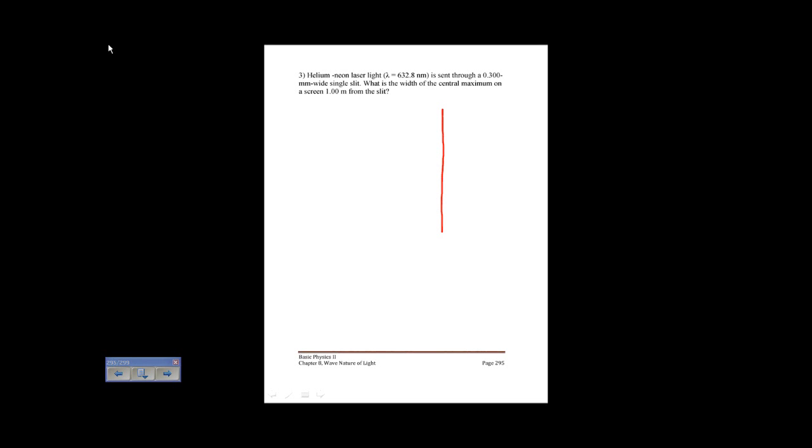Except I have a single slit instead of a double slit. So when light impinges upon it, it's going to create a diffraction pattern that looks basically the same as the double slit. And I want to know the distance from here to here. I want to know what is the width of that central maximum.